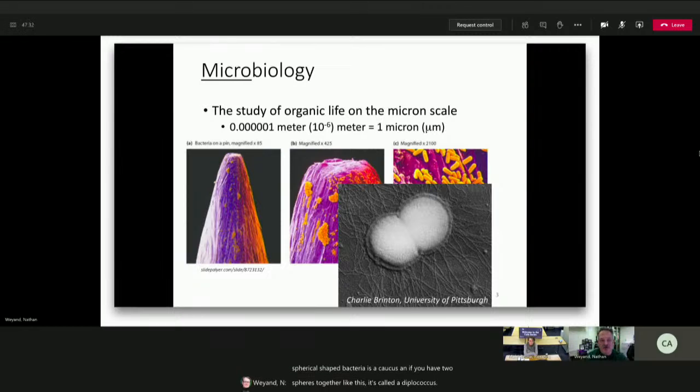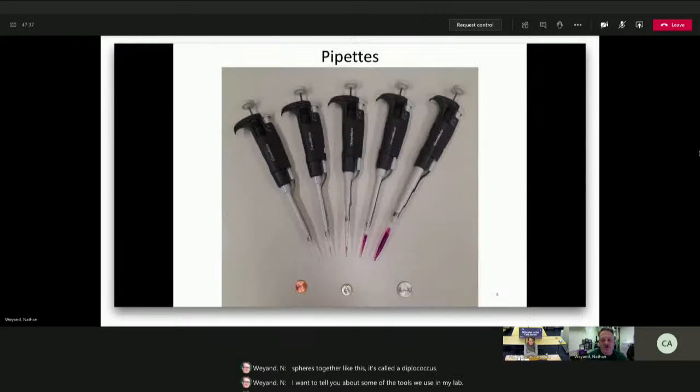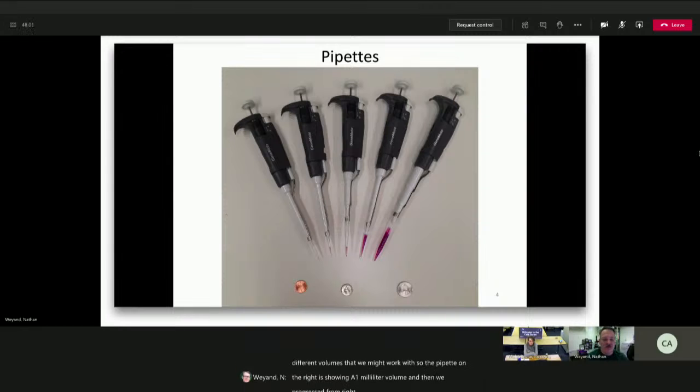I want to tell you about some of the tools we use in my lab, so you have an understanding of some of the things we do. This is a picture of pipettes, and your hand holds the blue portion of these instruments, and there are plastic tips on the ends of these pipettes, and I've drawn up liquid into the tips so you can get an idea of the different volumes that we might work with. The pipette on the right is showing a 1 milliliter volume, and then we progress from right to left to a 2 microliter volume.